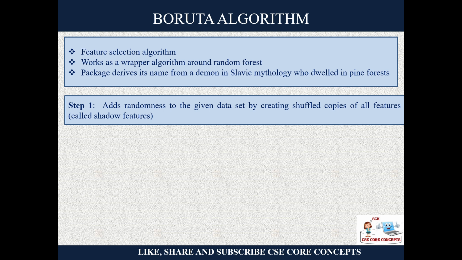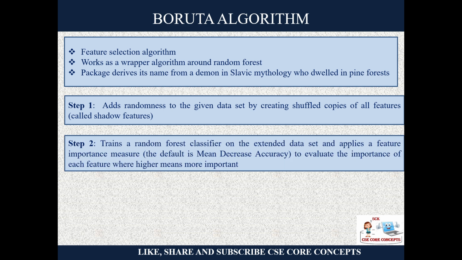The name Boruta is derived from the name of a demon in Slavic mythology who used to dwell in the pine forest. Okay, so let us start with it. First of all, you have the original data set. This algorithm will create randomness in your data set by creating shadow copies of each of the features. Understood? It will create shuffled copies, not in the same order, but in a shuffled order.